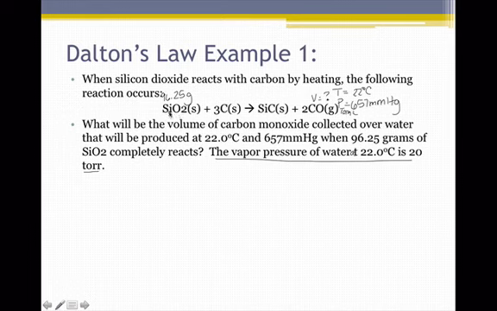But the first thing I'm going to do is, in this type of problem, we're going to have to do the stoichiometry first. Because we're looking for volume, we need to know moles of carbon monoxide, and in order to do that, we have to do the stoichiometry. So the first thing I'm going to do here is my stoichiometry, 96.25 grams of the silicon dioxide. Set up my table, and I'm going to go to moles first, and that molar mass is 60 grams is 1 mole.